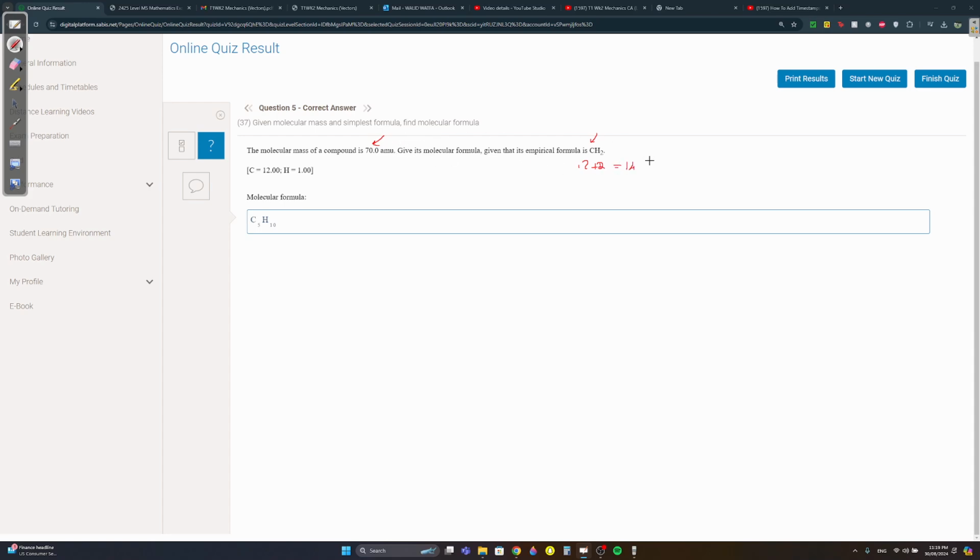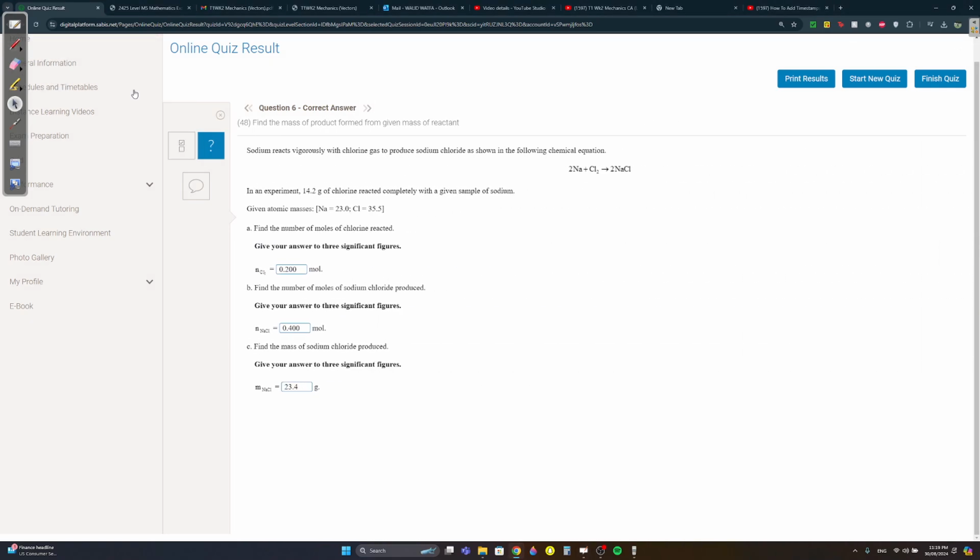What do you do? We know it's supposed to be 70. 70 divided by 14 is 5, right? So that means we have to multiply everything by 5. So it's going to be C5H10. It was multiplied by 5. Since it's 14 here, it's 70 here, that means you have to multiply by 5.